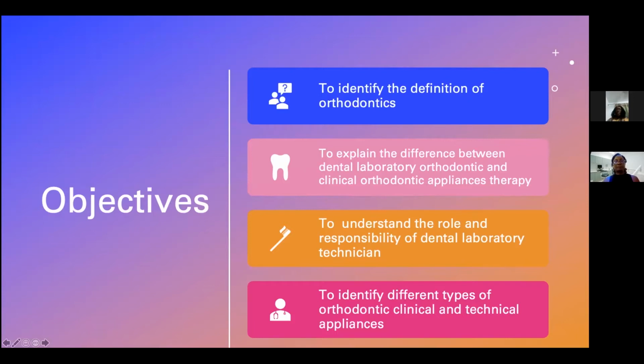So I went through all the different objectives that we're looking to achieve today. If you've just been let into the group, you can have a brief look at some of these objectives, which are to understand the definition of orthodontics, explain the different types of dental laboratory orthodontics and clinical orthodontic appliance therapy, understand the role and responsibilities of dental laboratory technicians, and identify the different types of orthodontic clinical and technical appliances. It might seem like being back at school, but I would like you to take some notes and then ask me some questions at the end.